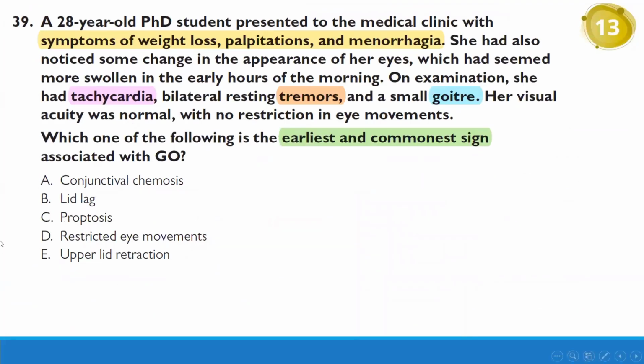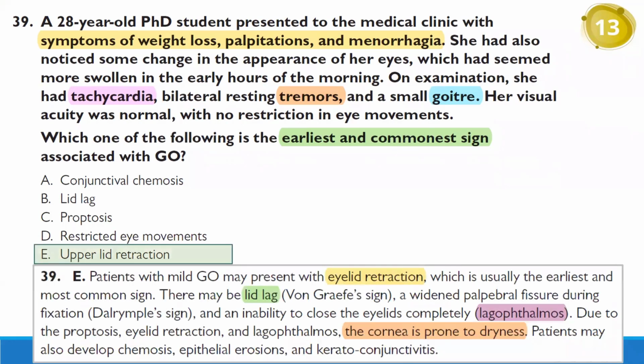So I will read the question immediately. Which one of the following is the earliest and commonest sign associated with Graves' orbitopathy? Which one? Lid retraction. Lid lag or lid retraction? Lid retraction. Yes, as we mentioned a lot of times previously, lid retraction is the earliest sign of thyrotoxicosis. And of course, don't forget that lid retraction is not pathognomonic for Graves' disease, nor is lid lag.